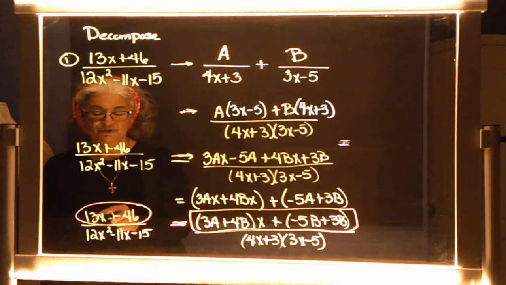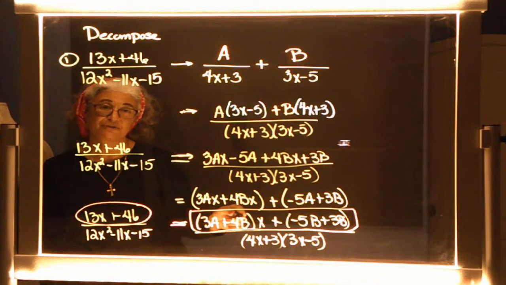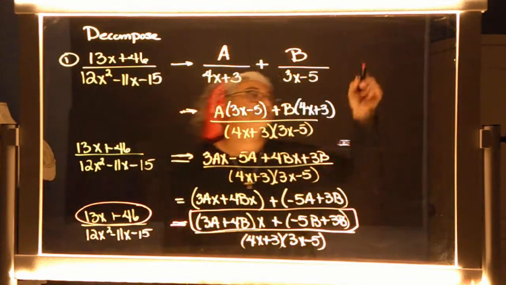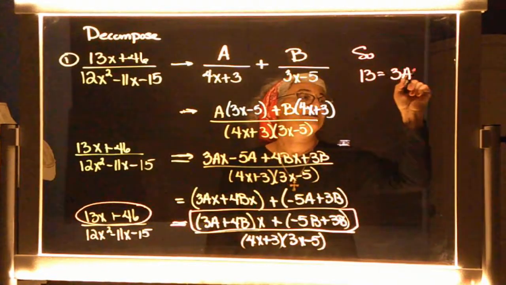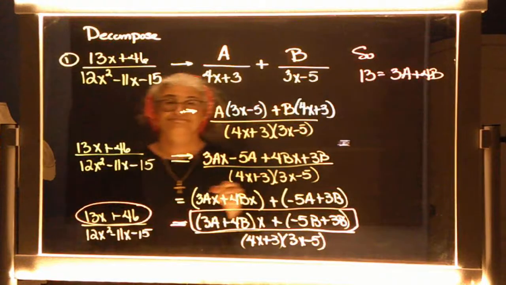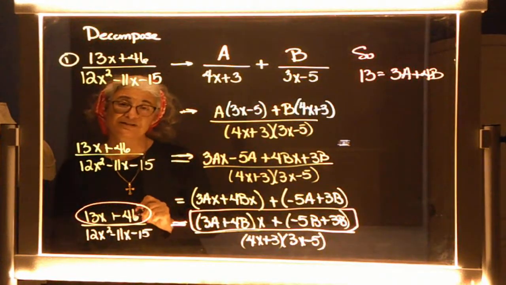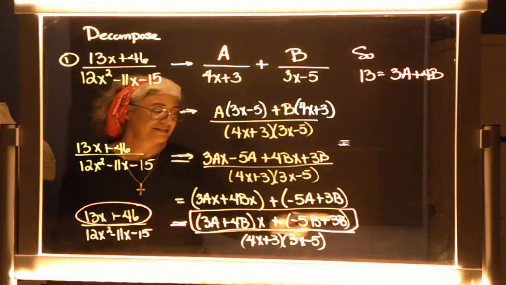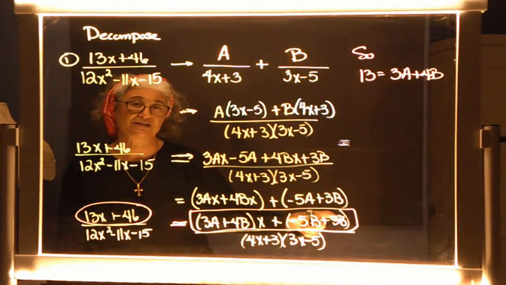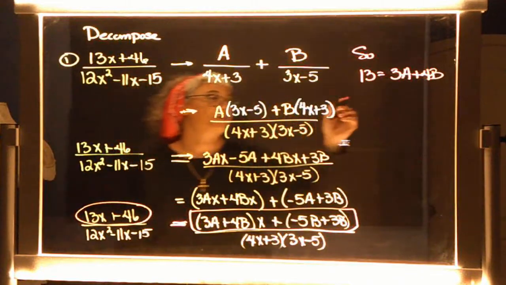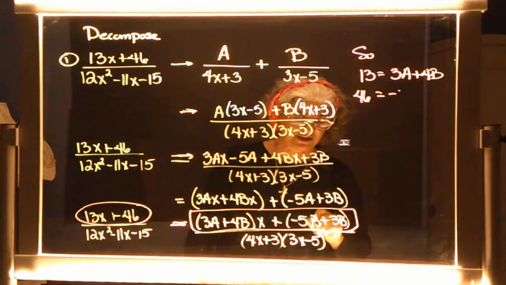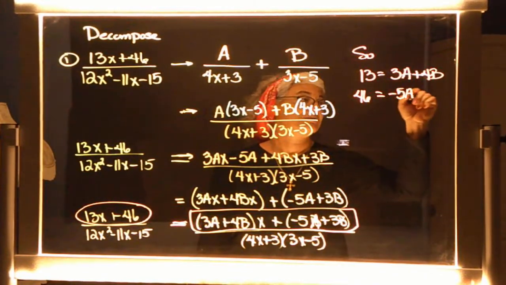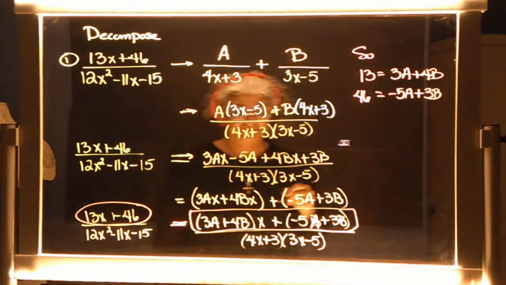So check it out. 13 is the coefficient of x, isn't it? Well, isn't the 3a plus 4b also a coefficient of x? Aha! So, you have 13 equal to 3a plus 4b. Yay! And the 46 is a constant, isn't it? And isn't this second parenthesis also a constant because I don't see any x's with it? Aha! So that means 46 equals negative 5a plus 3b. With me?